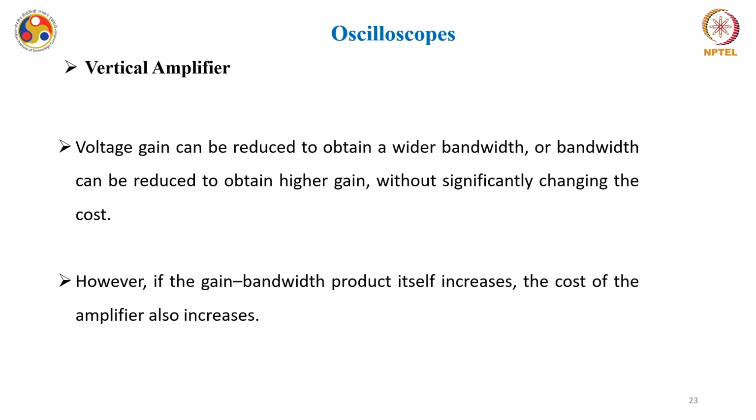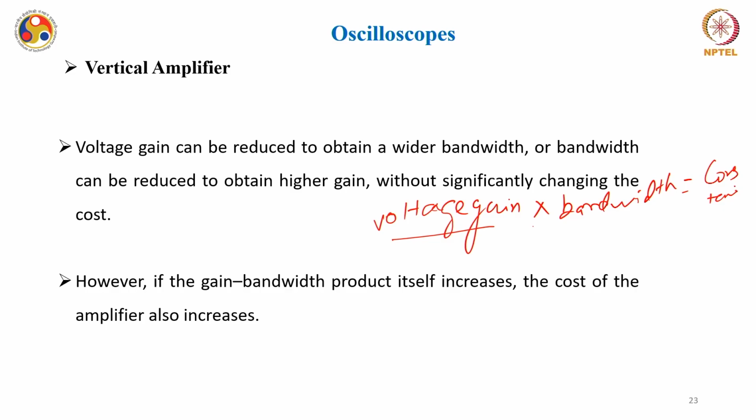What I am telling is that voltage gain, if you have studied amplifiers, you might be aware of this factor. If you are not, then also it is fine. Voltage gain times bandwidth is a constant quantity. This means that voltage gain can be reduced to obtain a wider bandwidth, or bandwidth can be reduced or compromised to obtain higher gain without significantly changing the cost.